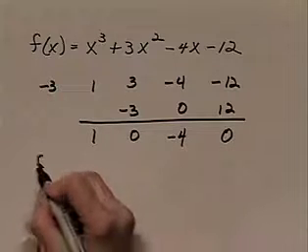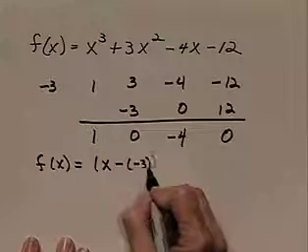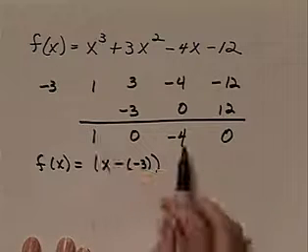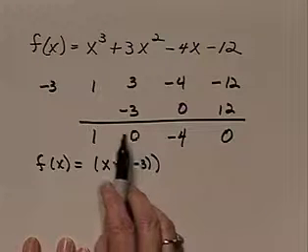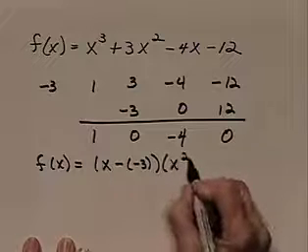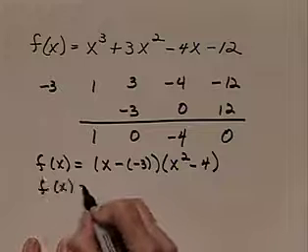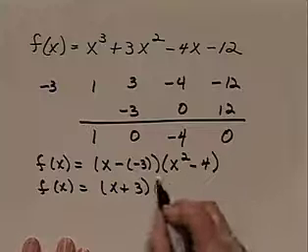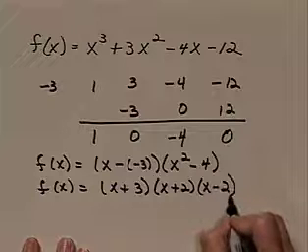So far, we know that f of x is equal to x take away a -3 times this quadratic expression. Now remember, this is the constant -4. 0 is the coefficient of x, and 1 is the coefficient of x squared. So we have x squared minus 4. Now, f of x is equal to x plus 3, and we can factor x squared minus 4 into x plus 2 times x minus 2.